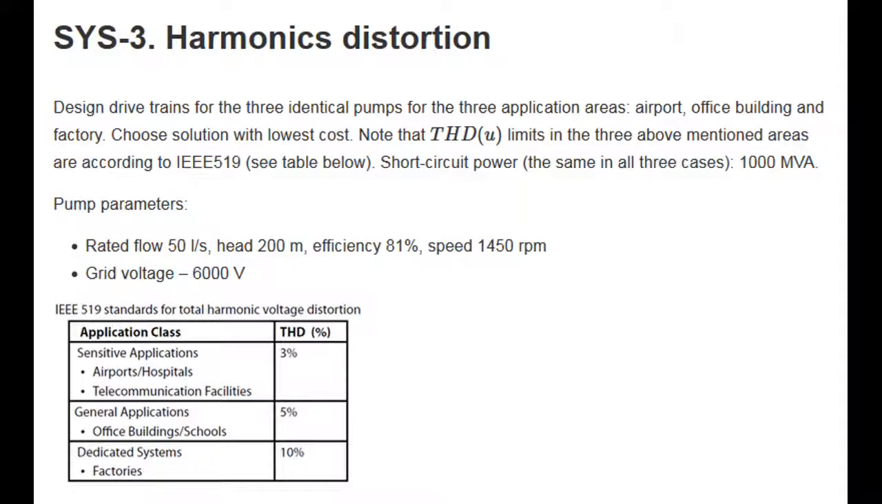Hi, in exercise SYS-3 we'll look into the electromagnetic compatibility issue. We'll design 3 systems for 3 identical pumps, but the pumps will be installed in 3 different locations: an airport, an office building and a factory. So we'll have to obey the regulations in these 3 different areas, and you see in the table that the total harmonic distortion voltage constraint is different in each of the 3 cases.